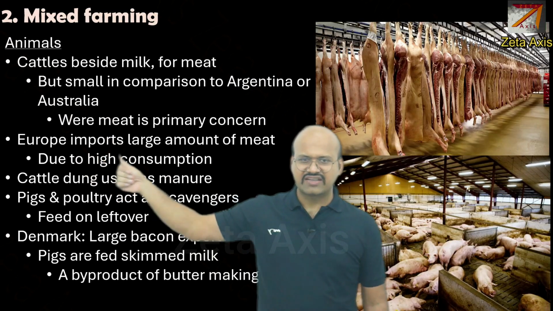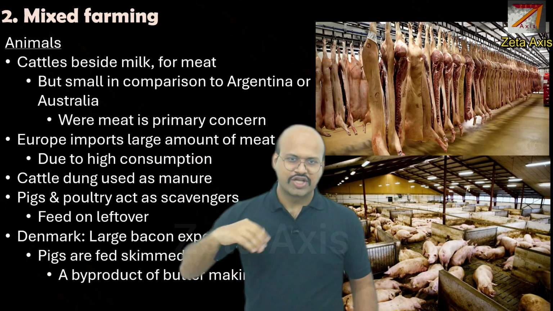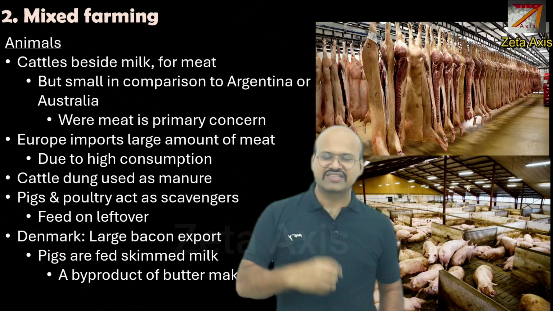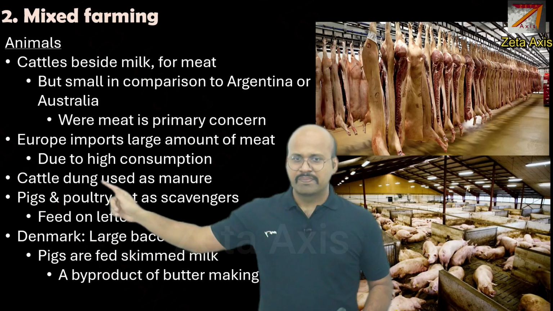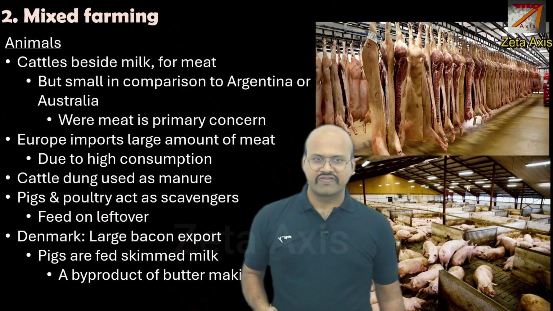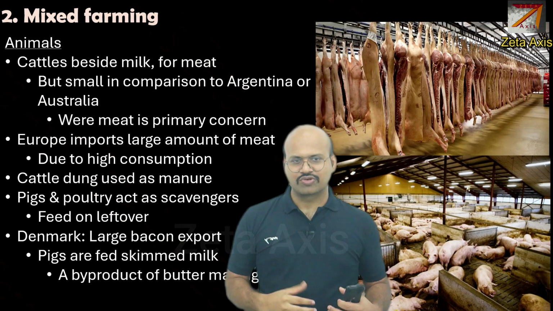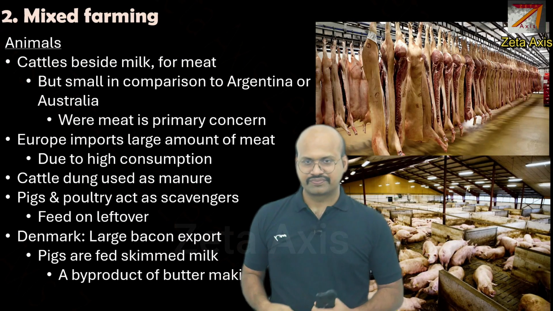Europe imports a large amount of meat because of its high consumption. So even though they do not keep cattle for meat, the meat consumption is very high in Europe. Cattle dung is used as manure. Pigs and poultry act as scavengers, that is, they help in clearing whatever waste is left of the agriculture produce, like rotten potatoes, so they are fed to the pigs.